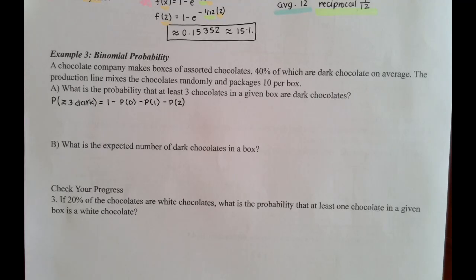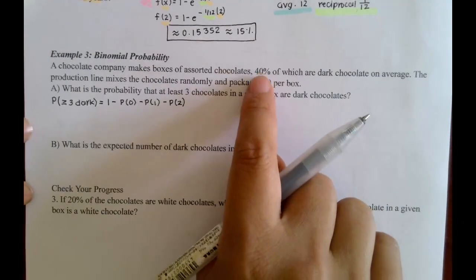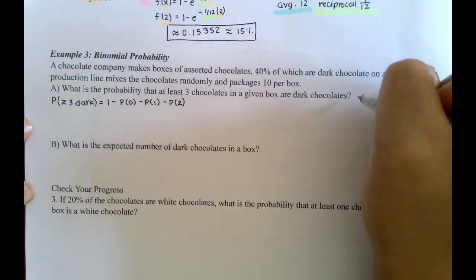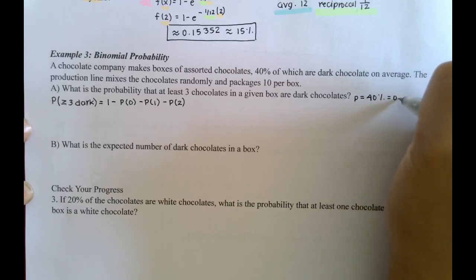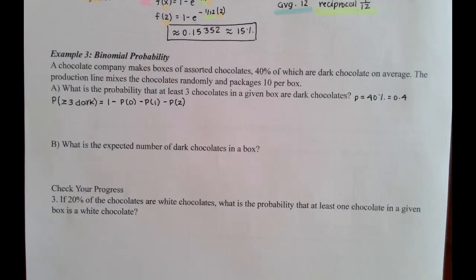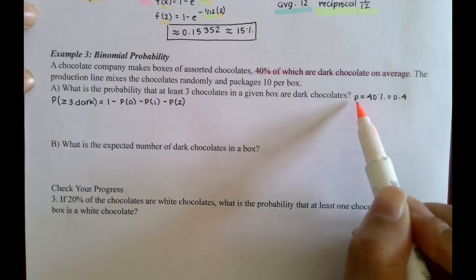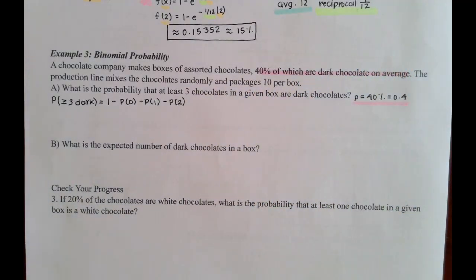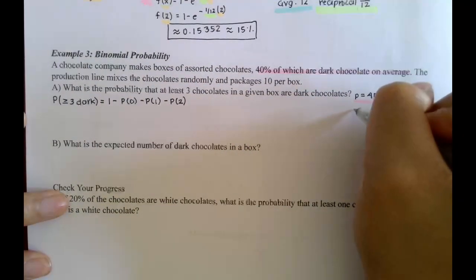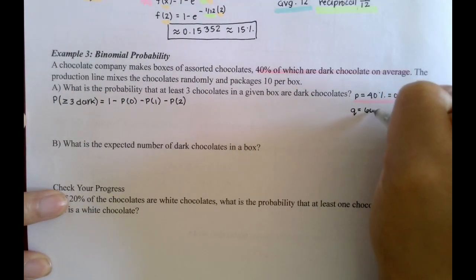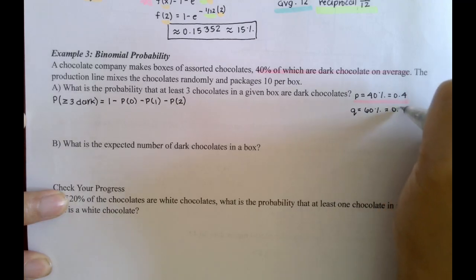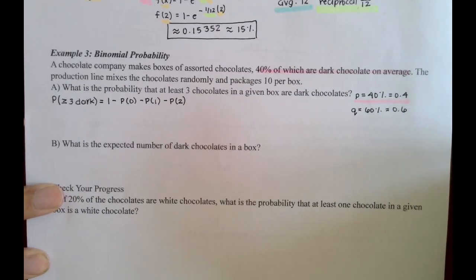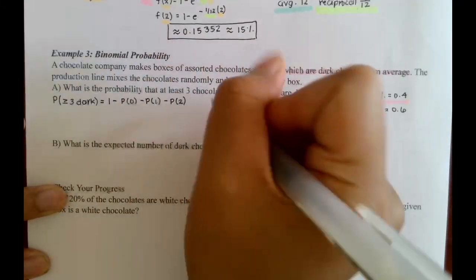This is binomial probability because it's either dark or it's not dark. The probability of success is 40%, so lowercase p is 0.4. So this comes from here. And then the probability of failure, if 40% is success, means 60% is failure, which is 0.6. So what we're going to do is find the probability of each.